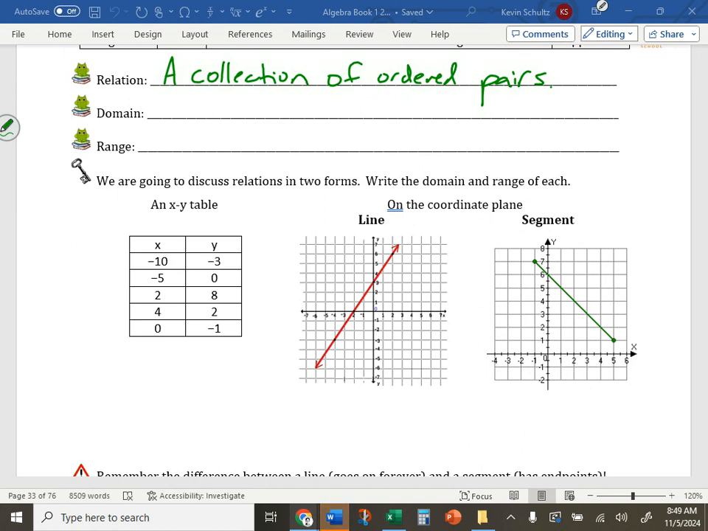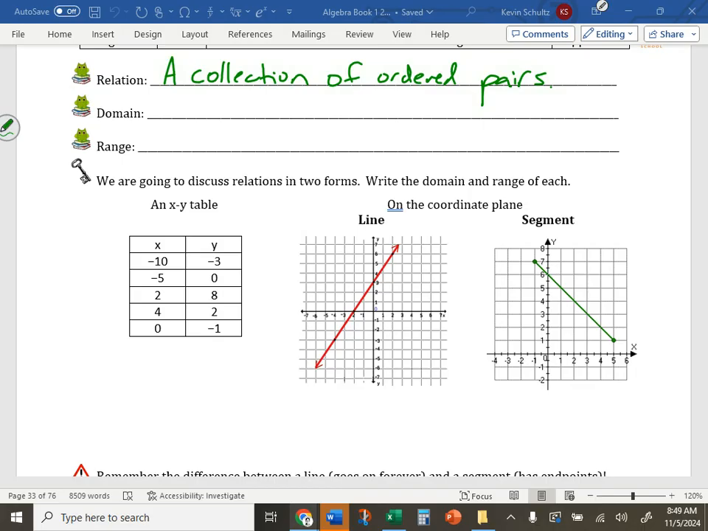And a relation can be represented a number of different ways. Okay, down below you see an XY table, a function table, maybe you called it last year. That is a collection of ordered pairs. We have an x value of -10, a y value of -3, x value -5, y value 0. As a table, it is a relation, a collection of ordered pairs. If we graph them, we may end up with something like a line or something like a segment. These are also relations. They are collections of ordered pairs that have been graphed.